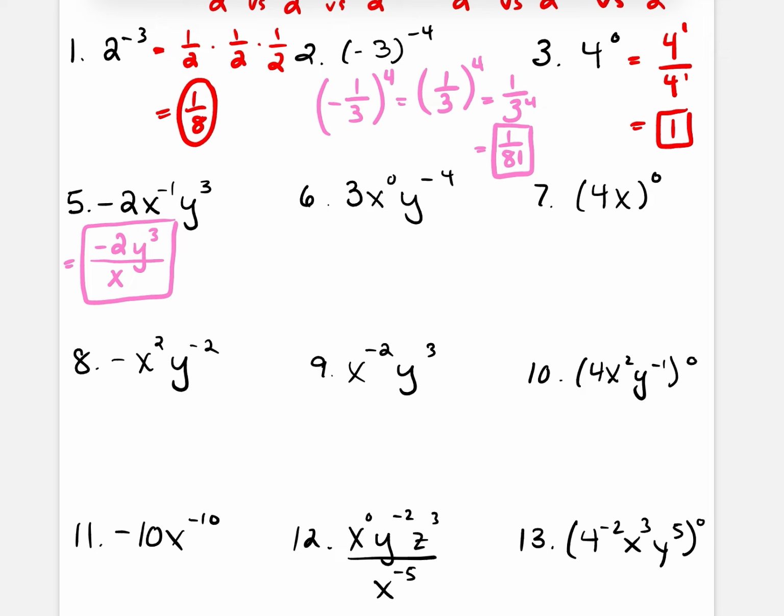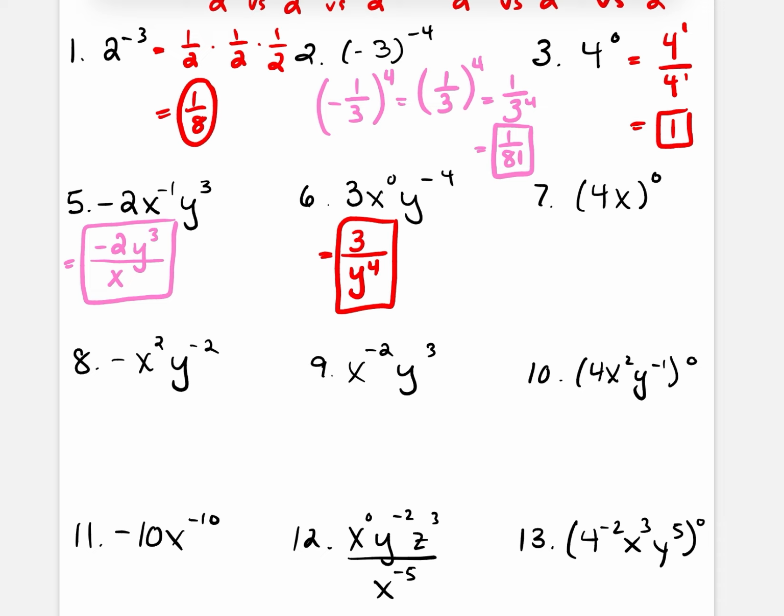Number 6, 3 is just to the first power. There's no negative exponent, there's no 0 exponent, so I'm going to keep 3 as is in the numerator. X to the 0 power is just 1, so I don't really need to multiply by it. And y to the negative fourth power, if I take the reciprocal and put y in the denominator, I can have y to a positive exponent, which is the most simplified version when you have a positive exponent.